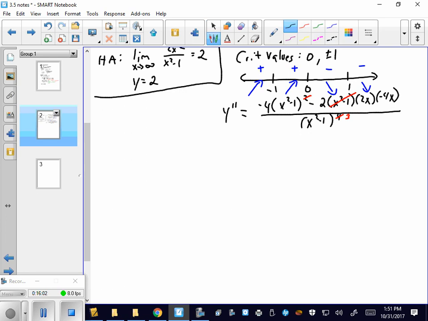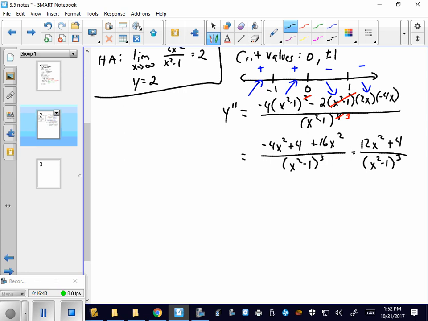So now I can distribute the negative 4 into the first one, so that's going to give us negative 4x squared plus 4. And now I have to multiply the 2, the 2x, the negative 4x, so that's really a negative 2 here. So that's going to be positive 2 times 2 is 4, times 4 is 16. We get positive 16x squared. And then my denominator, (x squared minus 1) cubed. Okay, let's keep simplifying that because that's definitely going to work down a little bit more. That's going to give us positive 12x squared plus 4 over (x squared minus 1) cubed.